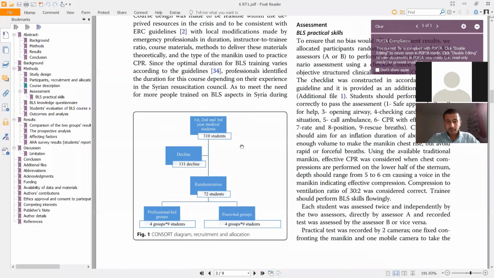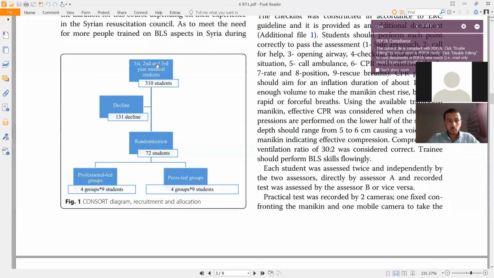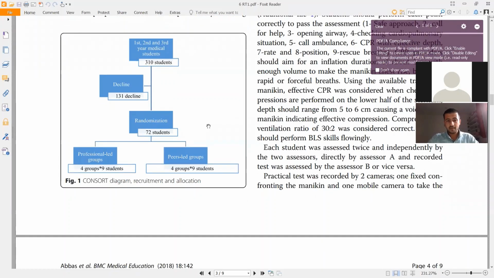You know it. Okay, here we have this figure. This figure is saying first, second, and third year medical students. Some of them declined, and we have here a word saying randomization. And do we need any other clue? Okay, so no, we don't need. Okay, it's randomized. Then when I'm randomizing patients and allocating them to different groups, then I'm intervening. Yeah. So it's an RCT. Okay, so I'm intervening with professional-led training and peers-led training.